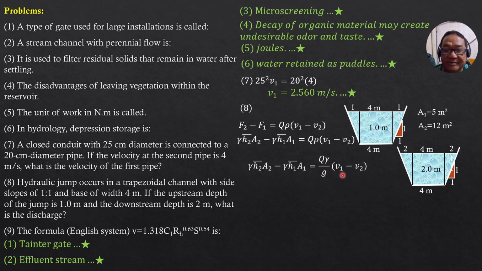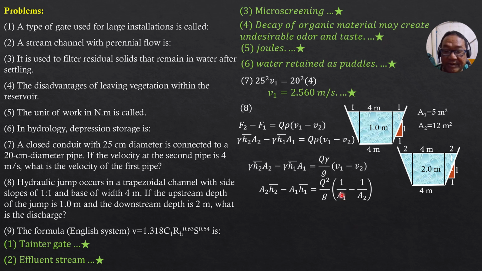So next we replace V1 by Q over area 1, V2 by Q over area 2, so that this becomes Q squared. Cancel out gamma, so area 2 h-bar 2 minus area 1 h-bar 1 is equal to Q squared over g quantity 1 over area 1 minus 1 over area 2.